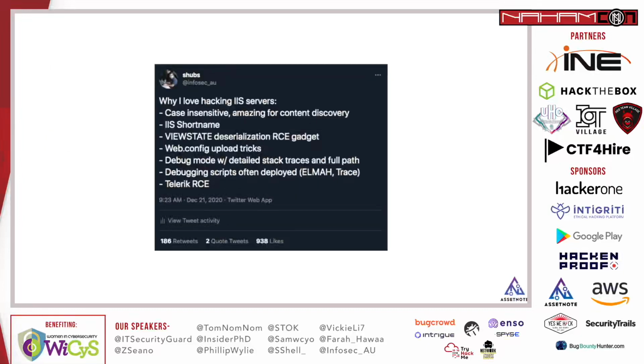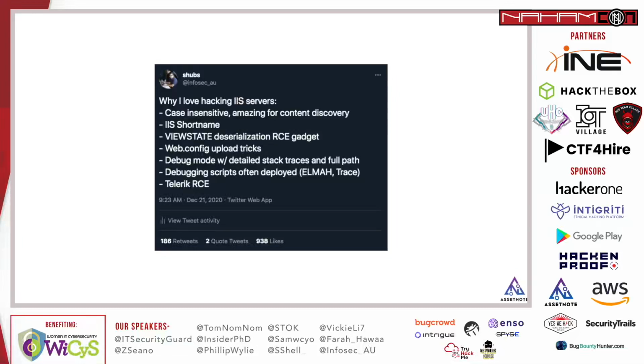I just want to start off by saying how much I enjoy hacking IIS servers. They're case insensitive, which means that you can usually find content very easily as you don't have to worry about the case. You can use IIS short name scanner, which lets you determine partial file names and folder names. There's something called the view state deserialization RCE gadget, which lets you achieve RCE by providing a malicious view state that's been signed with the machine key.